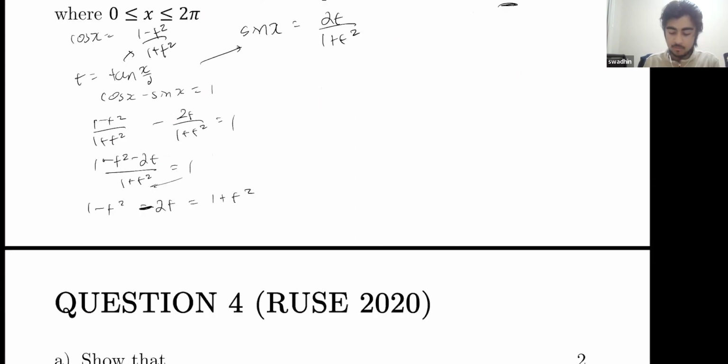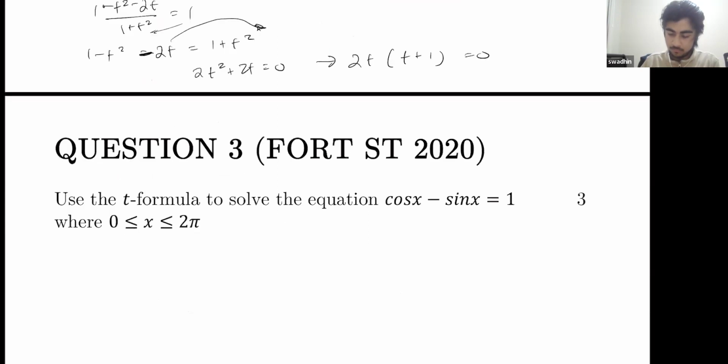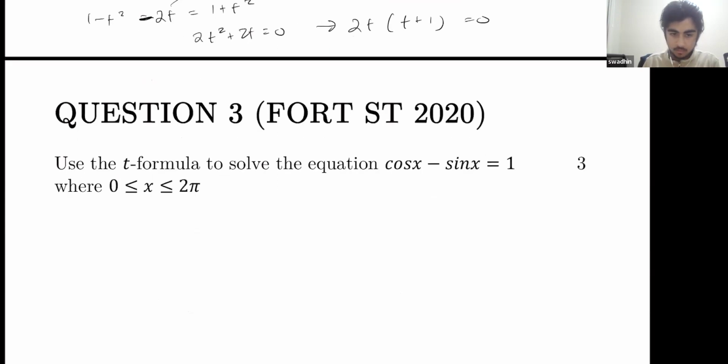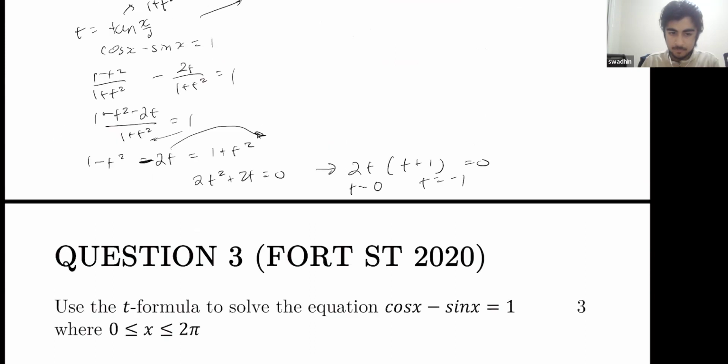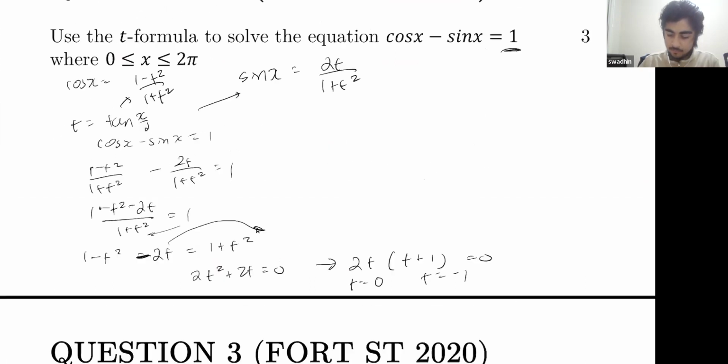Now you want to collect like terms or just move everything to one side. That'll be easier because then you have a quadratic equation. 2t squared plus 2t is equal to 0, which you can just factor out. So the two solutions are t is equal to 0 and t is equal to minus 1.